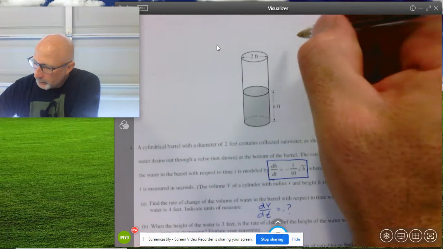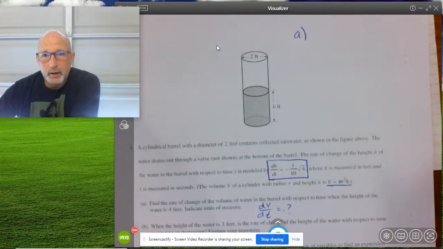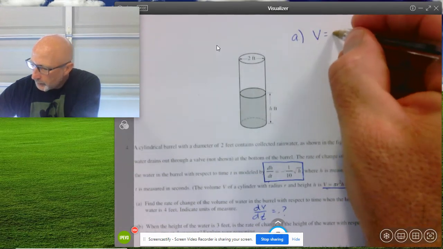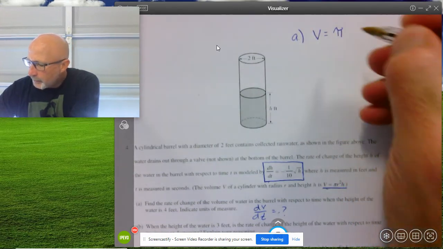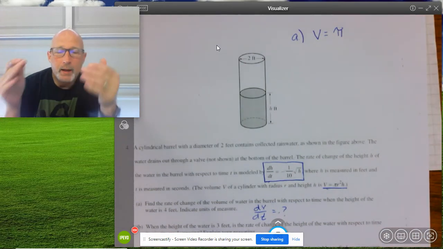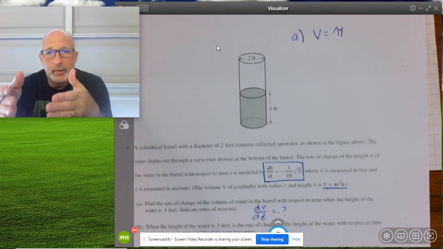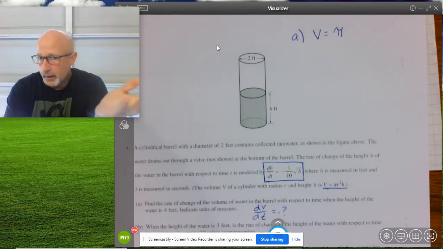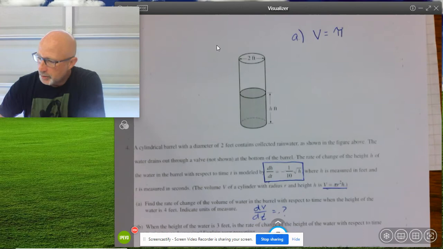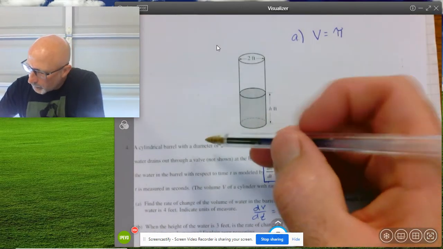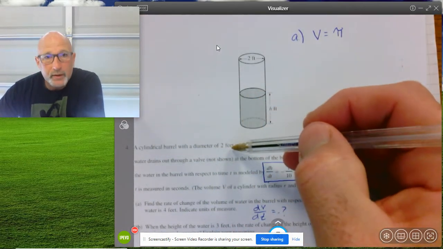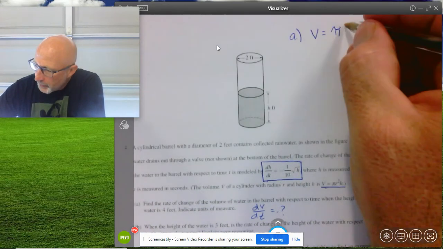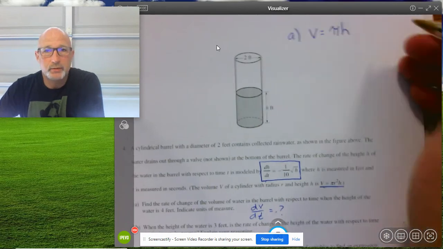Okay, so I'm going to go ahead and work right up here. What I do is I start off with the volume equation. So volume is equal to pi times r squared h. Now, I'm going to plug in what r is equal to, and the only reason I'm allowed to do that is because r is not changing. The cylindrical barrel has a diameter of 2 feet, so therefore the radius is 1. So 1 squared, I'm just going to leave it out, and then times h. So that's what the equation comes down to.